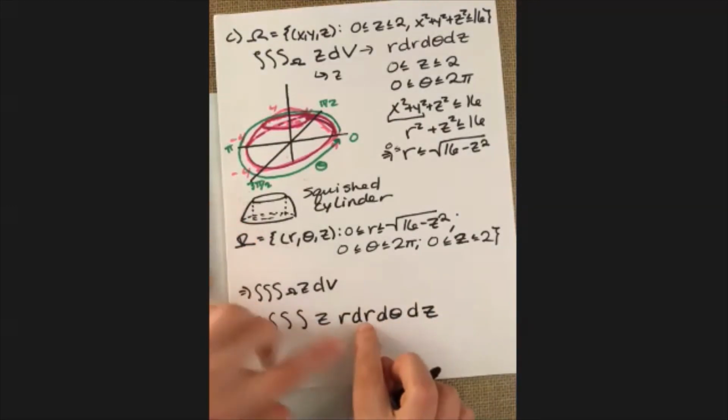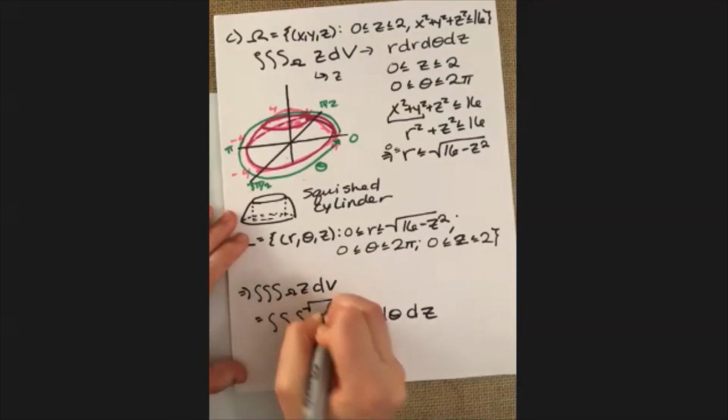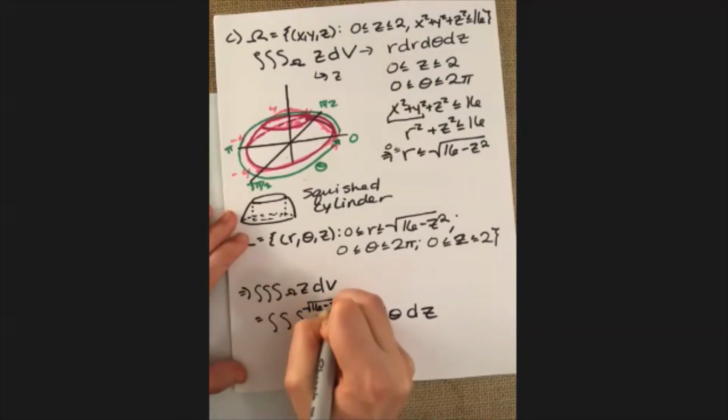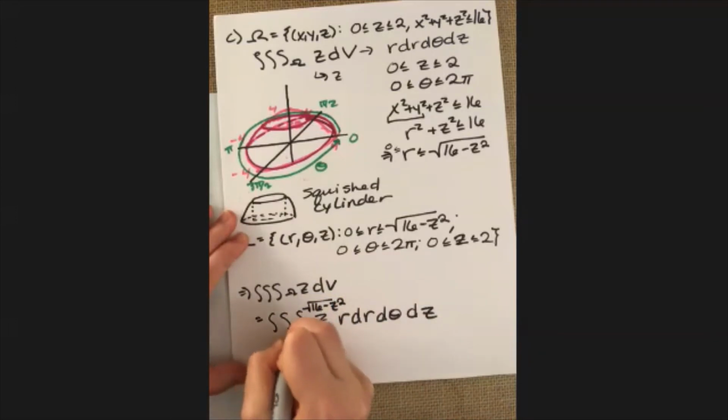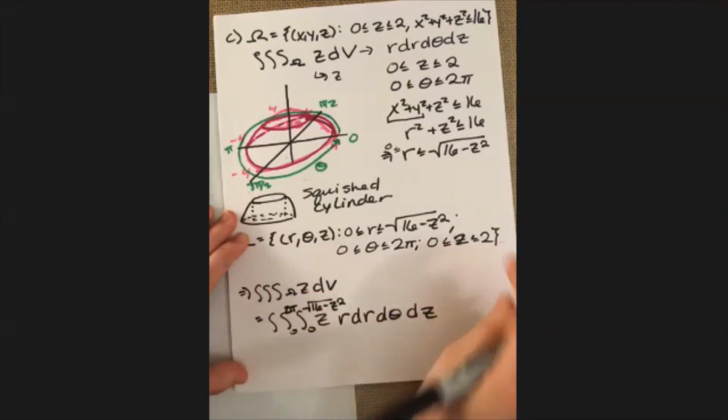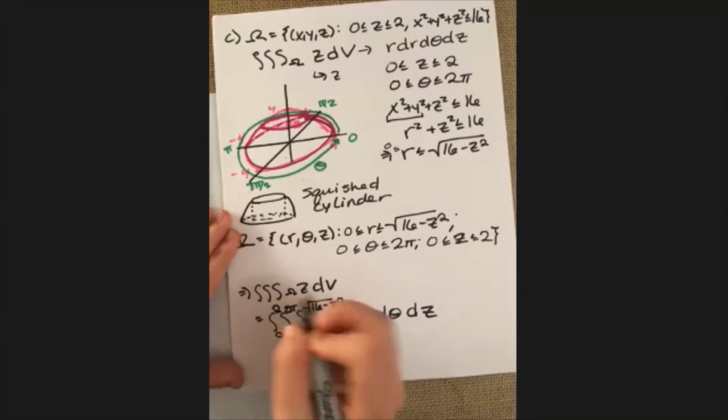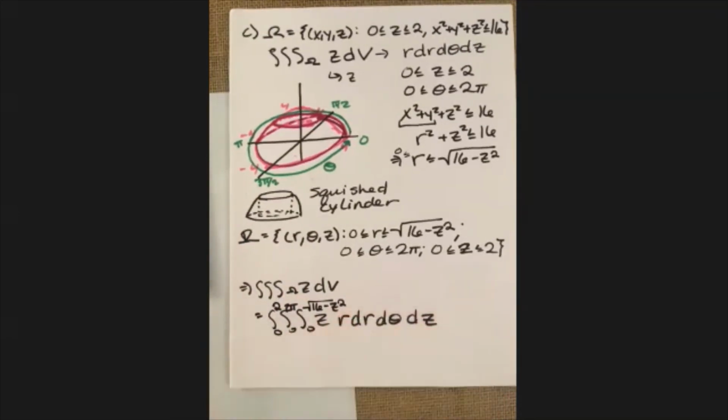So our bounds on r are 0 to square root of 16 minus z squared. For theta, it's going to be from 0 to 2 pi. And then for z, it's going to be from 0 to 2. And that's pretty much all there is to that problem.